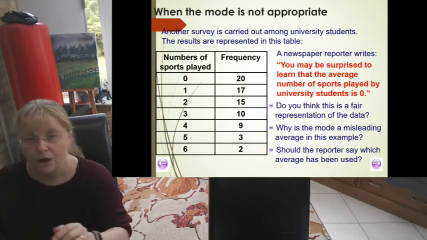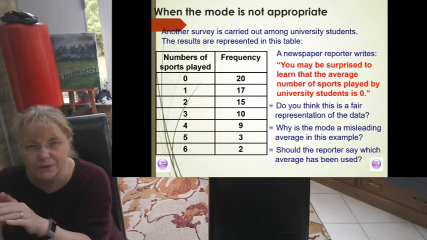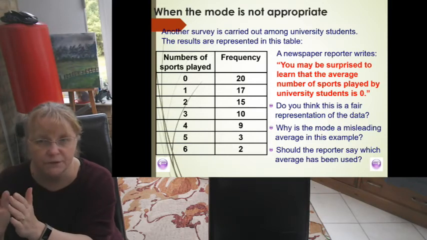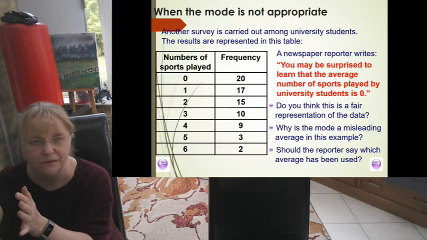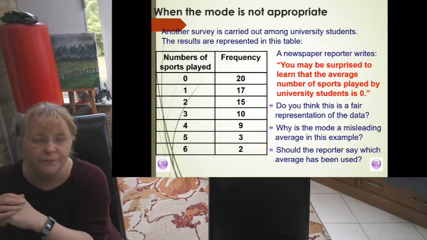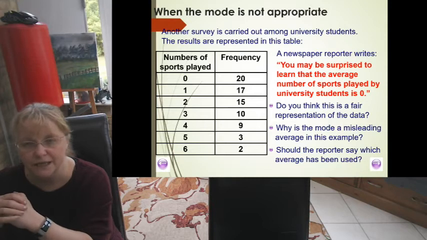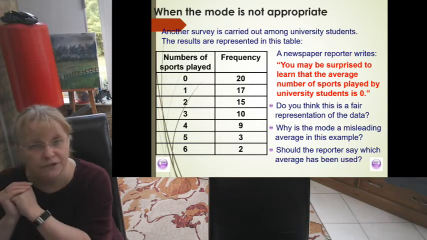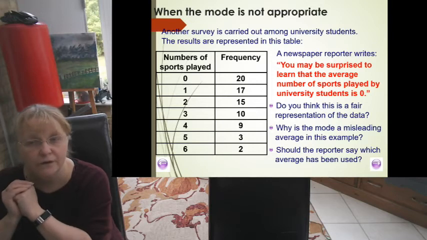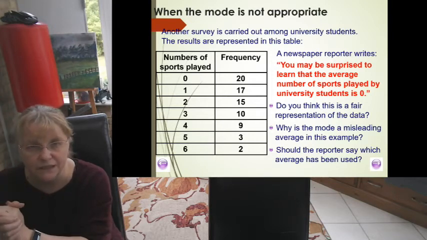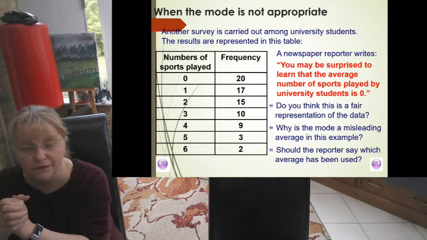So what happens when they don't do it in a nice bar chart and instead they give it to you in numbers, which in some ways is more difficult to understand? So a newspaper, this is how people have used averages, have said you may be surprised to learn that the average number of sports played by university students is 0. Now, do you think that's a fair representation of this data? Pause and have a think.